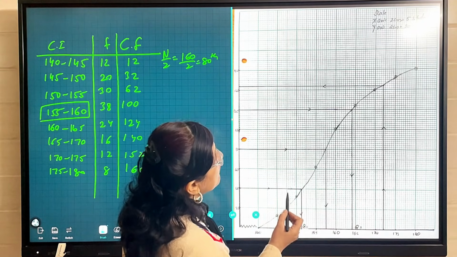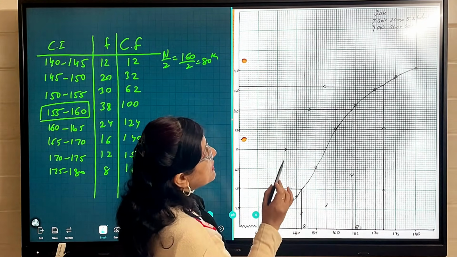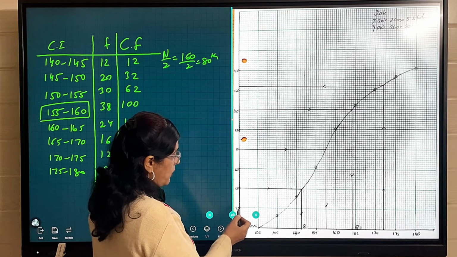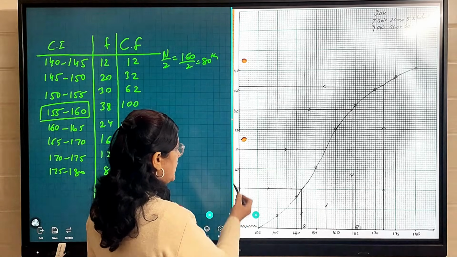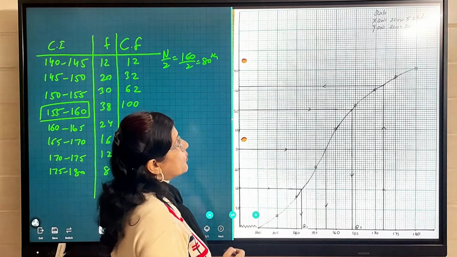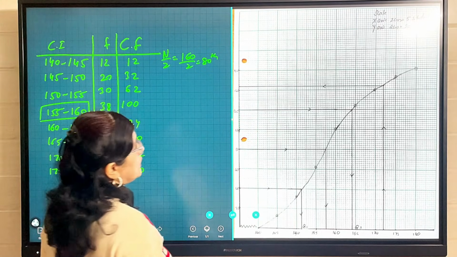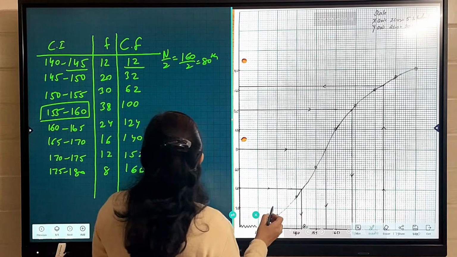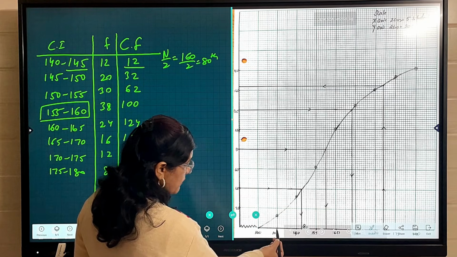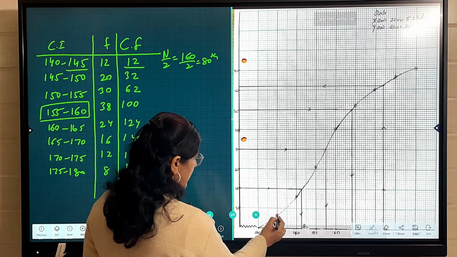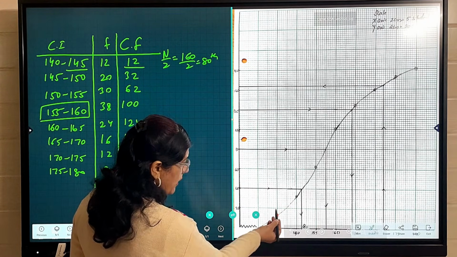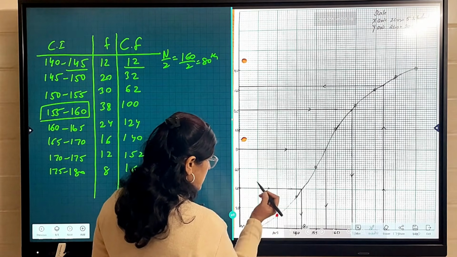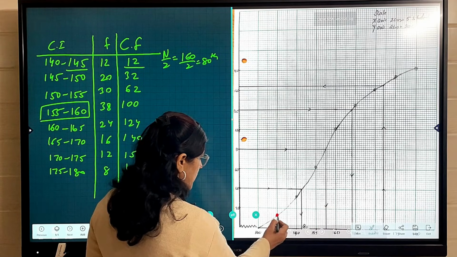And on y-axis they have given that 2 centimeter is equal to 20. So 2 centimeter box will be equal to 20 now. So this is 20, 40, 60, 80. We have to take like this, and then we have to draw the ogive. So first value is upper limit 145 and cumulative frequency is 12. So against 145 we will take this value, this is 12. So above 10 and below 20, so only one box up we will go. So this is 12. First dot is there.